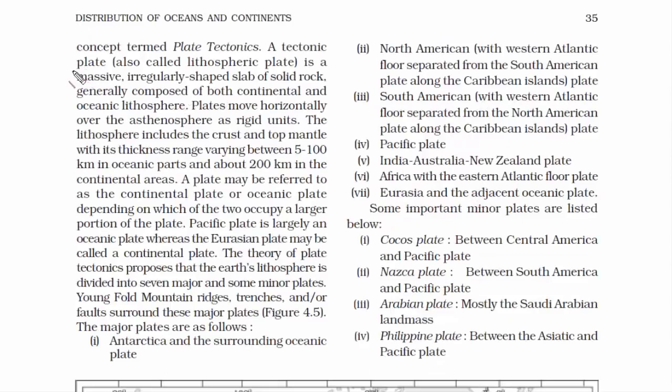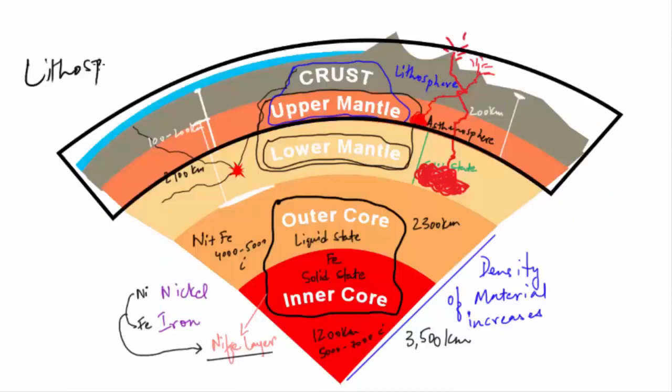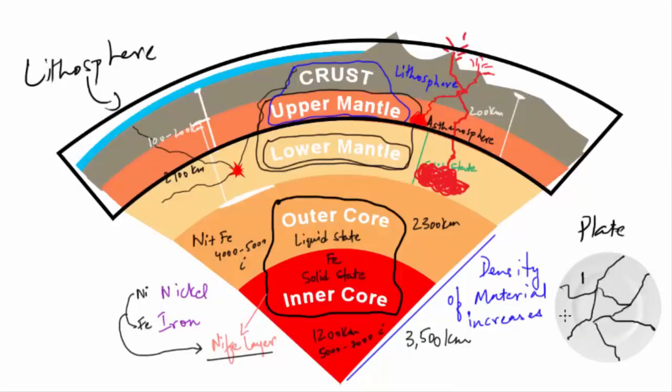So what the plate tectonic concept says is the lithosphere, which is also the combination of crust and upper mantle, is in the form of irregular slabs of solid rock. So think of the lithosphere as a large plate, and now when a plate breaks, this is exactly what it looks like. When we say irregular slab of solid rock, this is what the plate tectonics concept is suggesting.